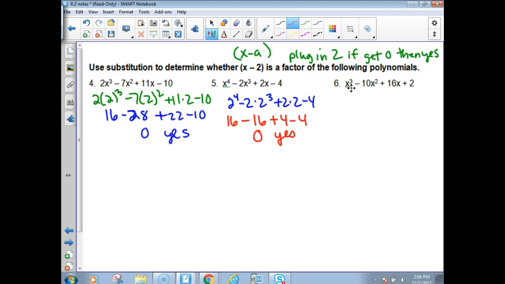If we plug in 2 into the next one, 2 to the third minus 10 times 2 squared plus 16 times 2 plus 2, that's 8 minus 40 plus 32 plus 2. Well, 8 minus 40 is negative 32. So negative 32 plus 32 is 0, but then I got a 2 left over, right? So this gives us 2, so that means no, it's not a factor.